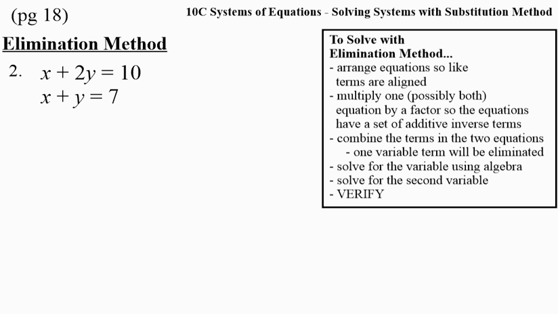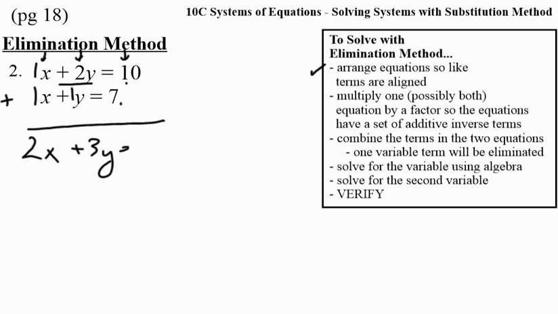So number 2, like the little notes say, arrange the equations so everything's aligned. We have x's aligned, we have the y terms aligned, and we have our constants aligned. Perfect. Now, last question, we simply at that point added the 2 equations together. If I add these 2 equations, 1x and 1x is 2x, 2y and a 1y is 3y, and 10 plus 7 is 17. There's no elimination having occurred here.